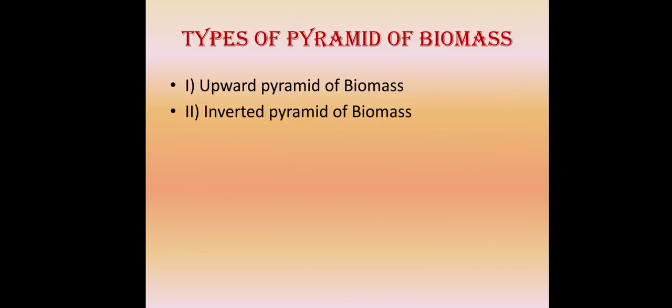Now, as we discussed earlier, there are two different types of pyramid of biomass. The first one is the upward pyramid of biomass and the second one is the inverted pyramid of biomass.